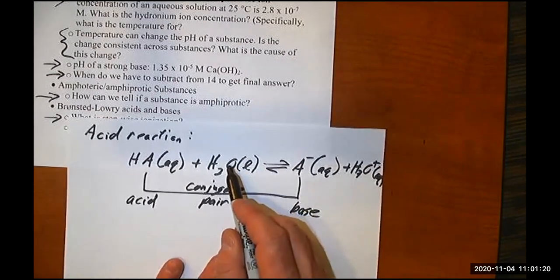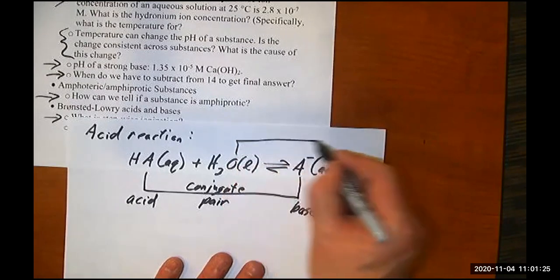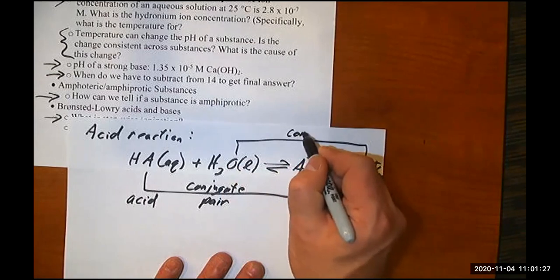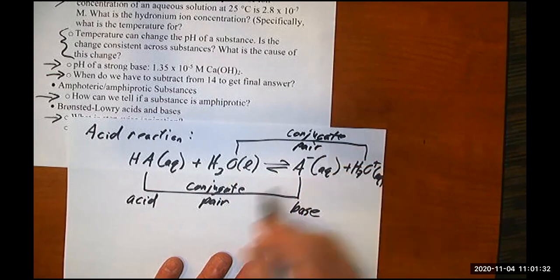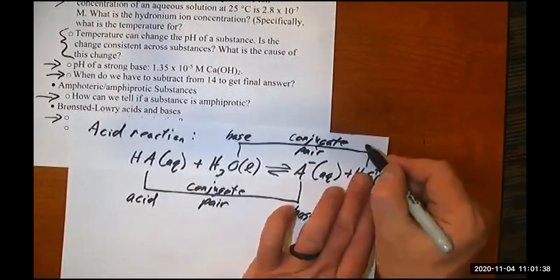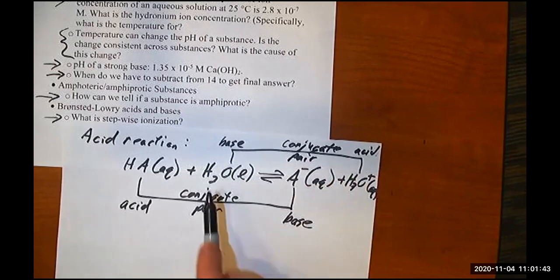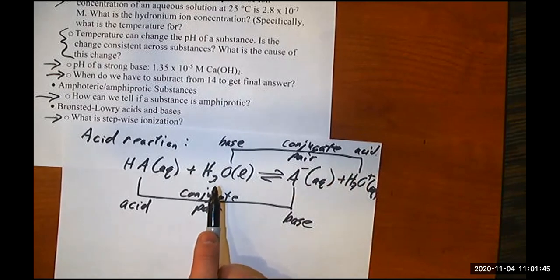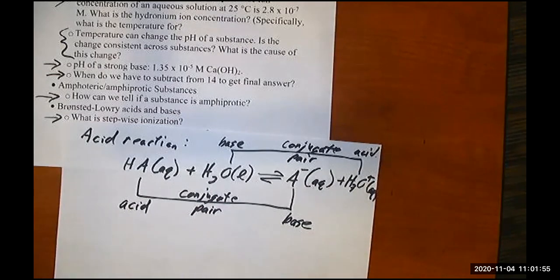Similarly, we have a water molecule here that can have an added proton onto it. So those also form a conjugate pair. Here, the water is acting as a base, and the hydronium in the reverse reaction would be acting as an acid. So in this reaction, water is a base, and its conjugate acid is the hydronium ion. So that's how we identify conjugate pairs. Why do we care?